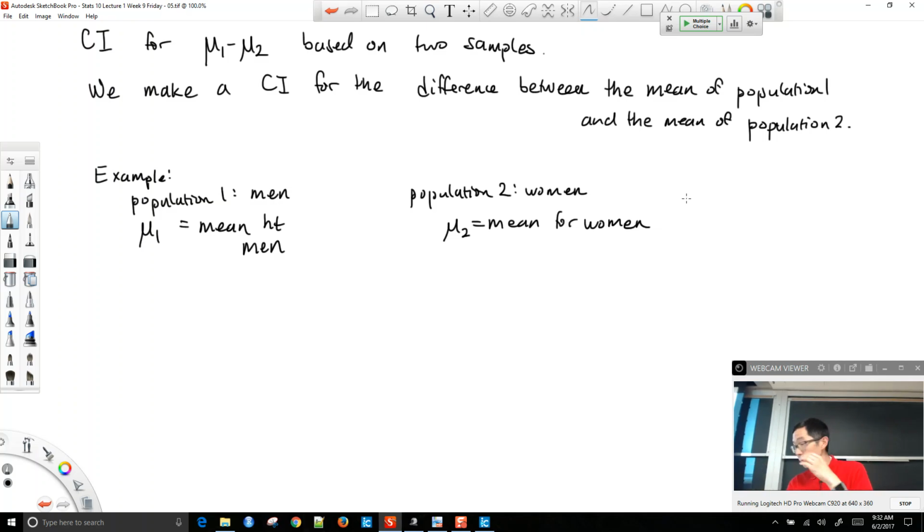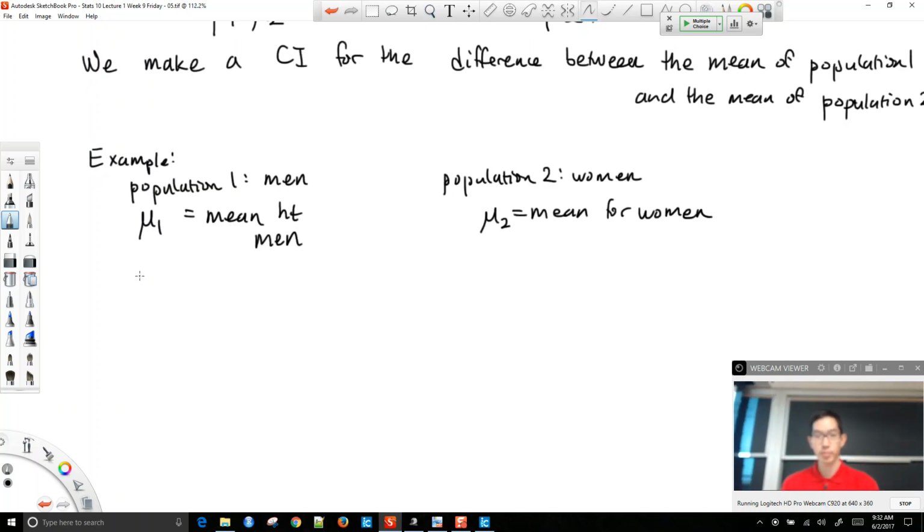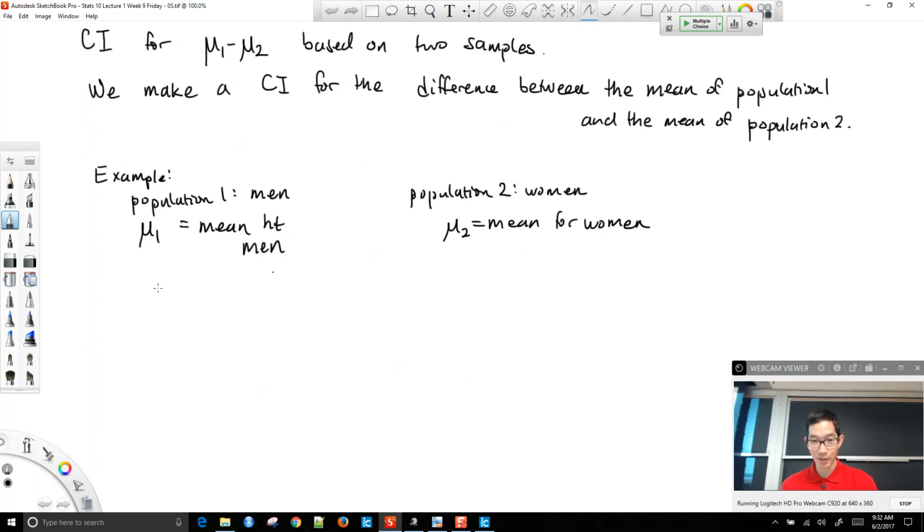All right, and I'll just tell you, in the U.S., mu1 is around 70 inches, 5'10", 5'9.5", something around there. And mu2 is something around, I'm just saying, 5'4", 5'5", we'll say 65 inches, something around there, okay?